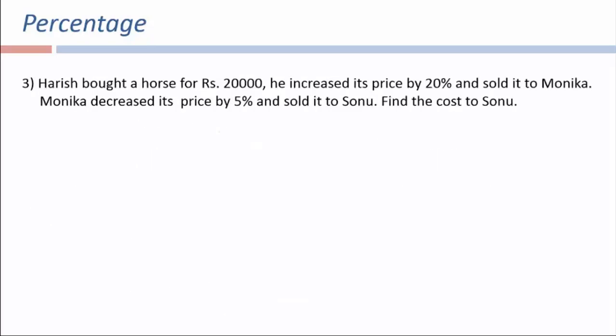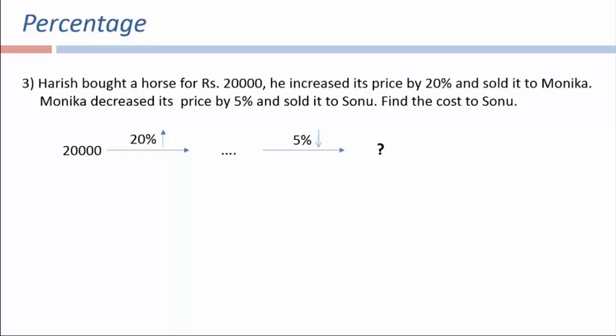Moving on to the next question. Harish bought a horse for rupees 20,000. He increased its price and then again the price got decreased and we have to calculate the final cost to Sonu. So the situation could be described as 20,000 was first increased by 20%. We got some value and that value was then decreased by 5% and then we have to calculate the final value.